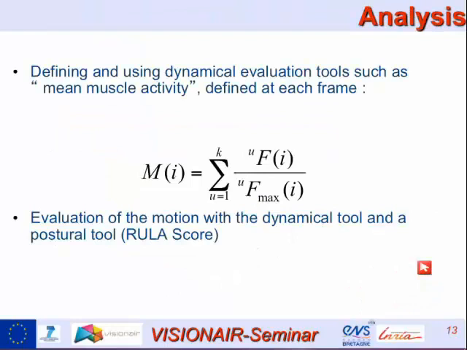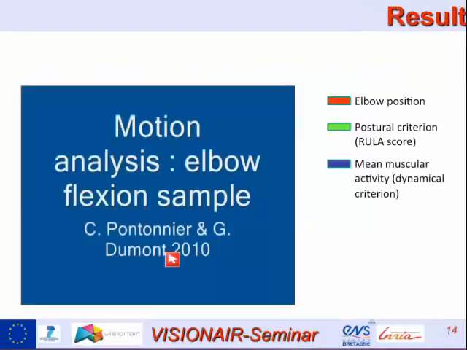After that, once we have these efforts in the muscle, we define a mean muscle activity. So it's how we use our muscle during the activity. Let's recall the real user is doing a real activity, but he is in the virtual world, but the activity is real. And this mean muscle activity, with this dynamical tool, will be compared with the RULA classical score, that is a postural tool used in ergonomics.